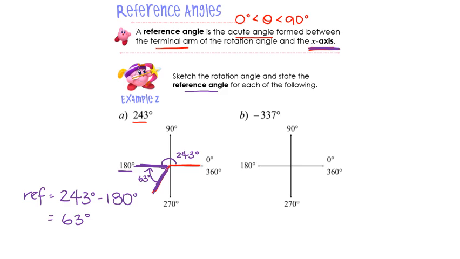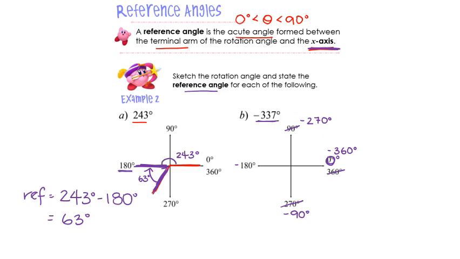Now for negative 337 degrees, because it's a negative angle, I'm going to change all of my angles. So I'll still have 0 on the far right, but 270 is going to change into negative 90 degrees. And then the 180 will turn into a negative 180. The 90 degrees up here will turn into negative 270. And going all the way around is going to be negative 360 degrees.